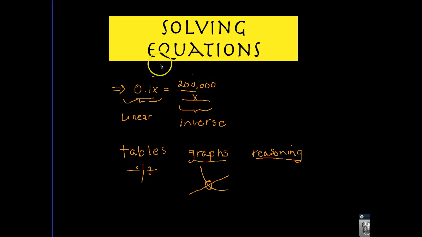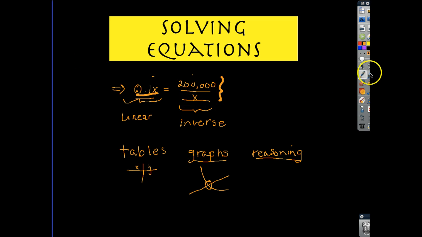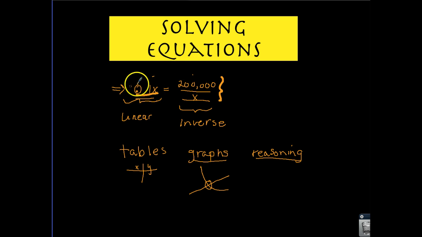Okay, so we're going to talk about solving equations of the sort, a linear equation and then an inverse equation. What we want to do when we solve these is find where they intersect. So with that, we are going to find the intersecting point, and you can do that by several ways. First, you could use a table, you could use a graph, and you can think about just where is it reasonable to think that these would intersect.